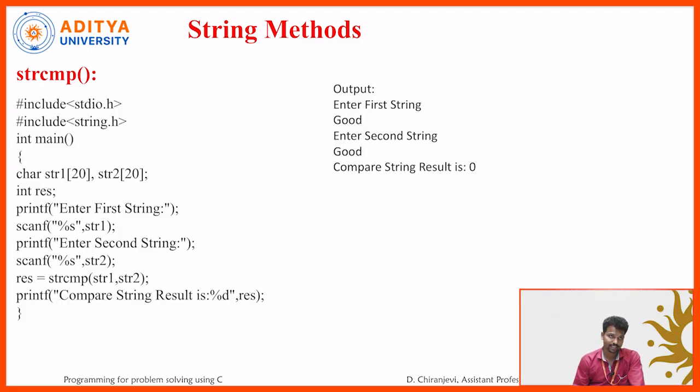Now let's understand with an example. You declare two strings, string 1 and string 2, and then you read the first string and the second string. Now you have given the first string good and the second string also good. All the characters in both strings are the same. In this case the output is 0 because both are identical. What if your second string has a small g? Then capital G minus small g gives a negative output. If your first string is small case and the second string is capital case, then you will get +1.